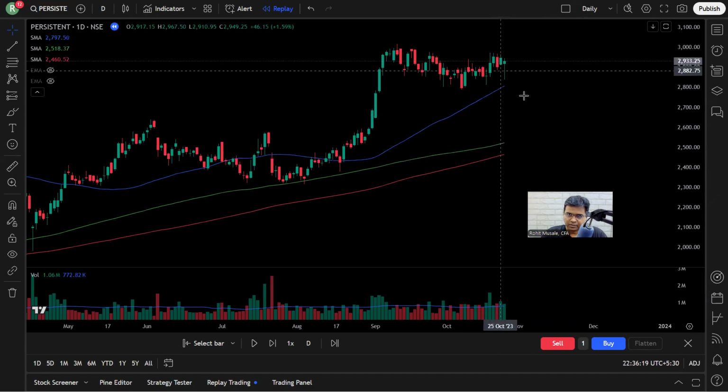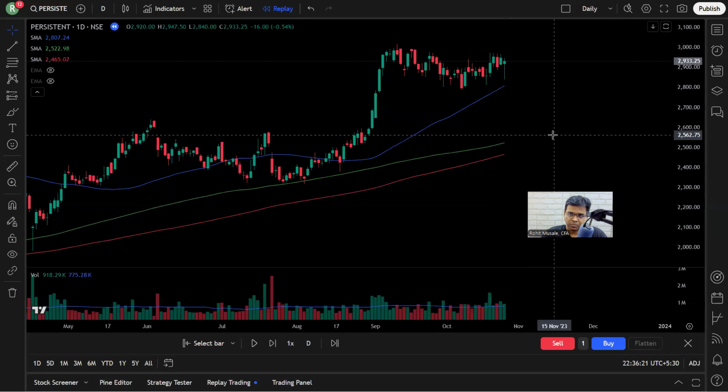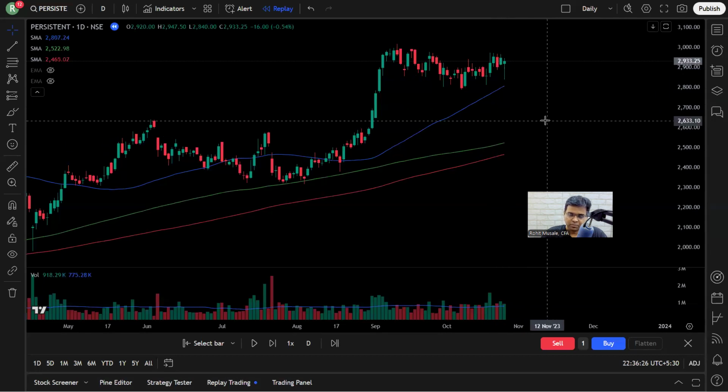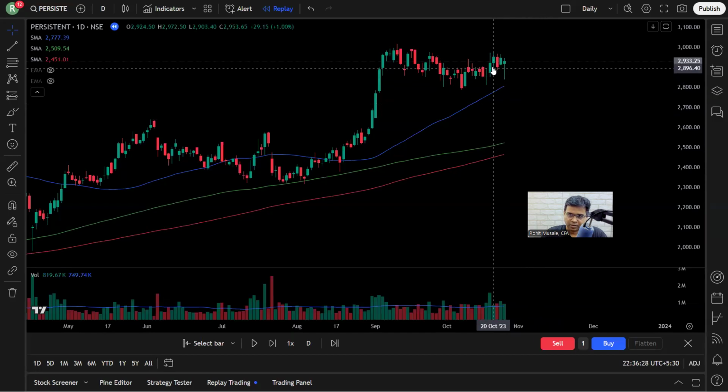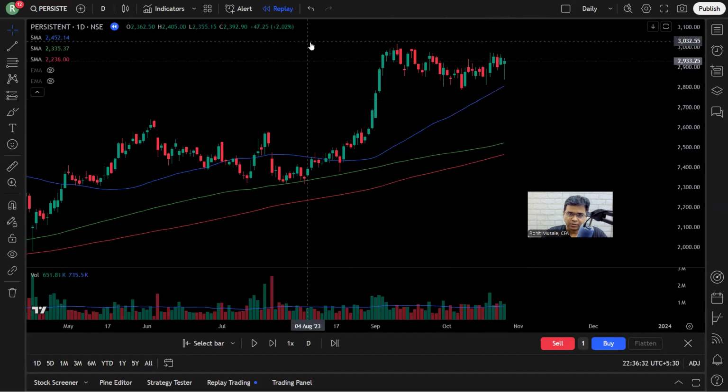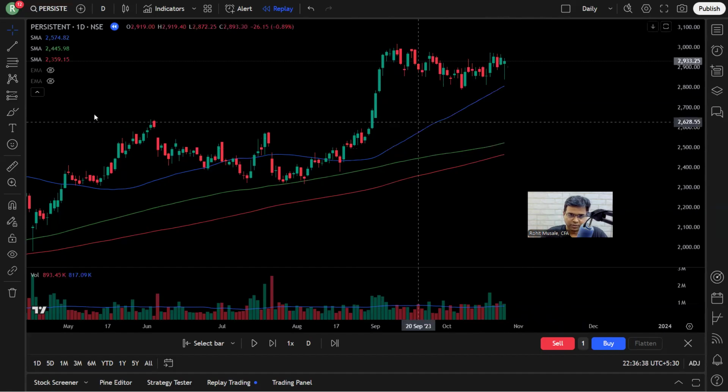And if you can see inside this base, there are two mother baby candles. So if you see these two candles, that's a mother baby candle, that's an inside bar. Plus, if you see these two candles, those two again are mother baby candles. Okay, so that's two inside bars. So the probability of a breakout is very high.